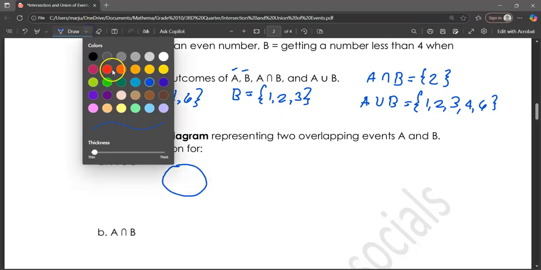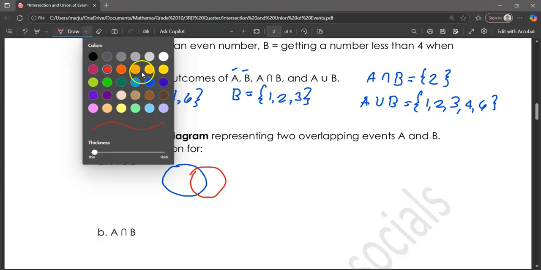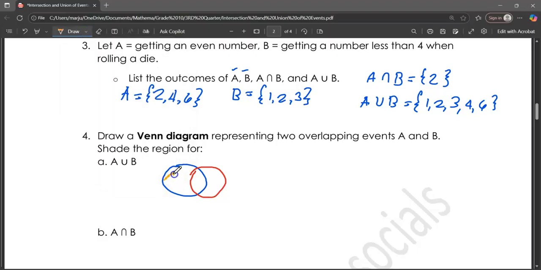Let me just use another color, this one. When we say A union B, what are we going to shade? We are going to shade the entire thing. It's union, so we are considering everything. Everything will be shaded. That's the union of two events.